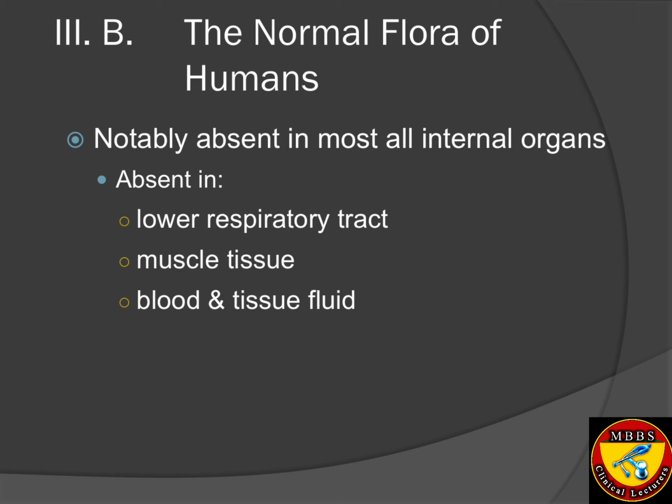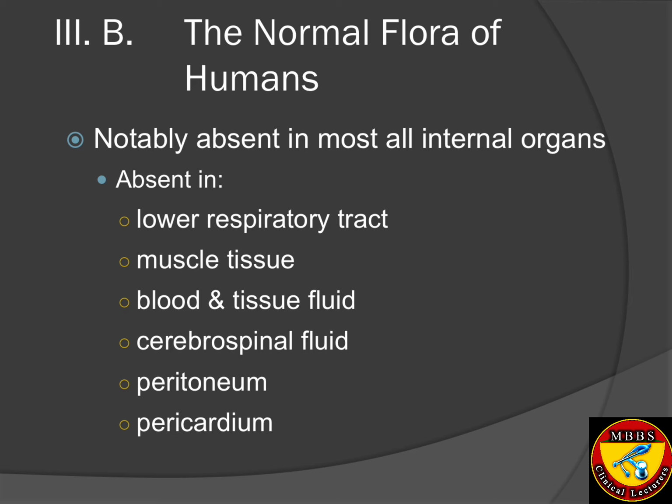And in the muscle tissue and obviously our sterile fluids like blood, CSF, peritoneum, these are devoid of any normal flora. So no normal flora are present in there. Especially in pericardium and meninges, obviously, they are sterile. They don't have any bacteria. If some bacteria invade them, they can cause infection.